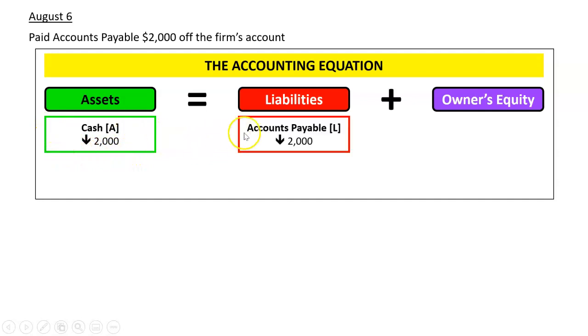But what we get for it is this liability called accounts payable goes down too. And that's it. So we've got assets going down 2,000 equals liabilities going down 2,000 plus nothing on owner's equity. This side of the accounting equation equals this side.